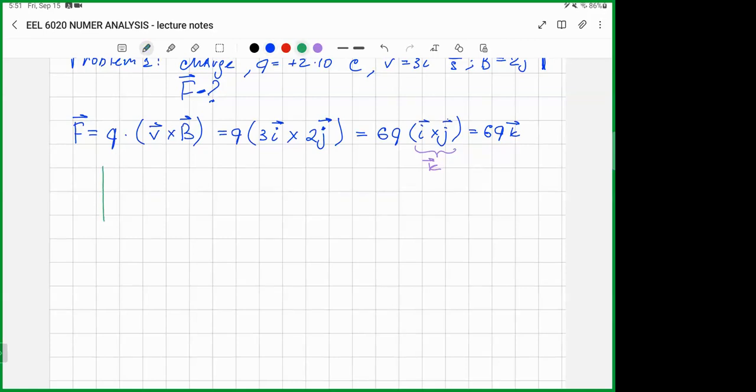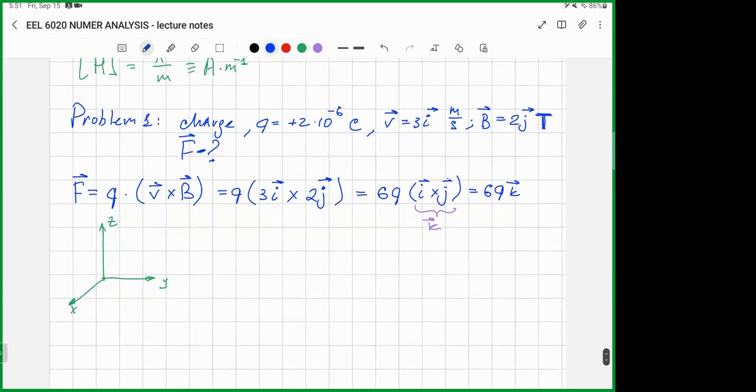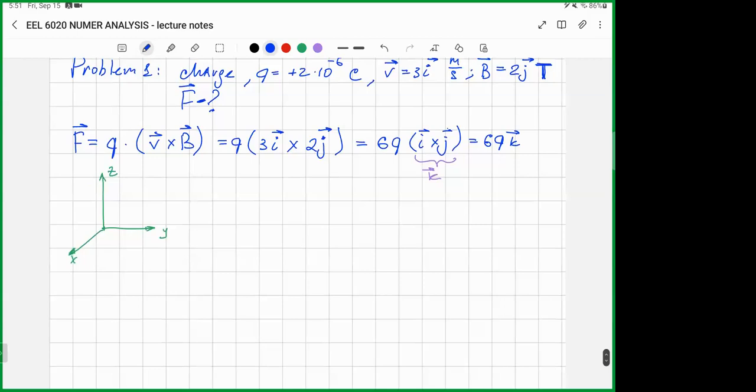Let us draw this quickly. So this is x, this is y, this is z. My velocity is along x, so it's going to be this velocity.